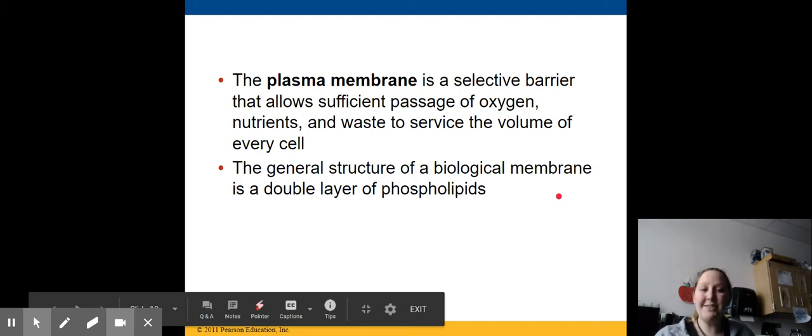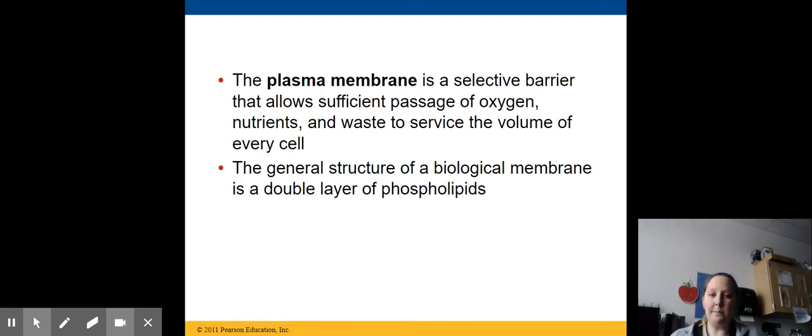The plasma membrane, this is our first organelle that we are going to talk about. This is a selective barrier around the perimeter of a cell that allows for the sufficient passage of oxygen, nutrients, and waste to serve the volume of every cell. This structure is responsible for allowing some things into the cell very easily while making others work a little bit harder for it. The plasma membrane is a protective barrier that helps control substances that are able to enter or exit the cell.